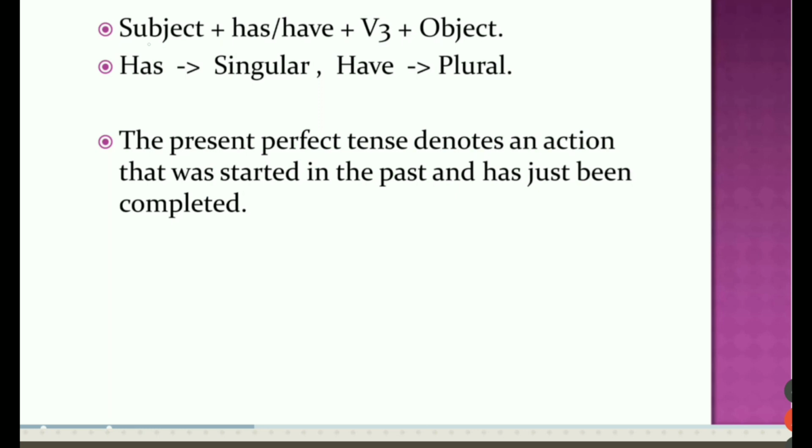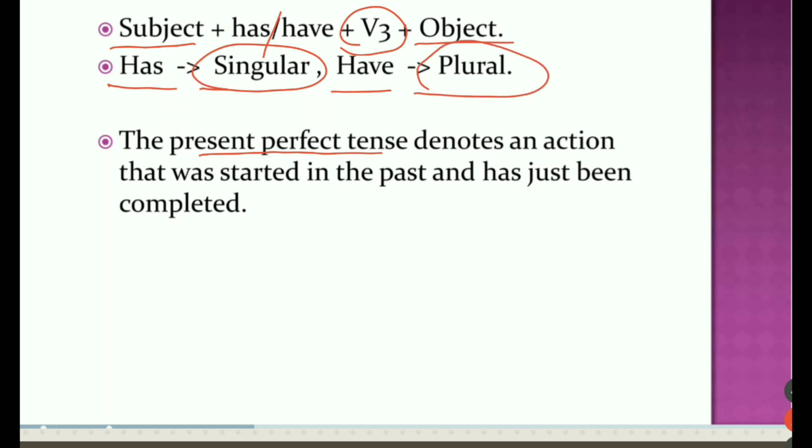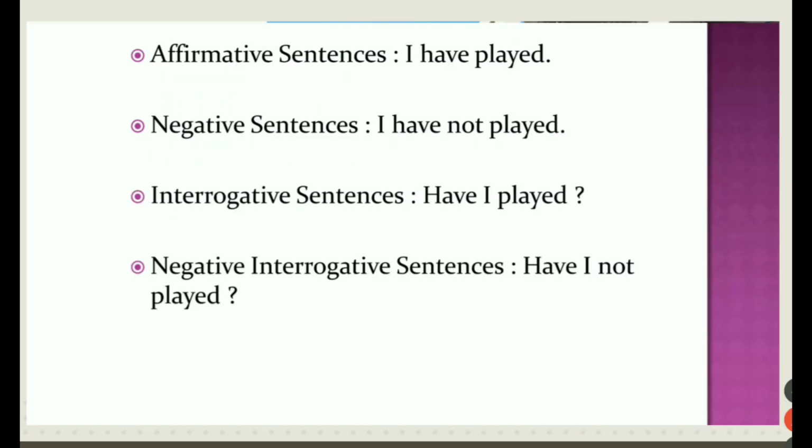The next form is subject plus has or have plus V3 plus the object. Now, this is used in the present perfect tense, which denotes an action that was started in the past and has just been completed. Now, here you have to remember that has is used with singular pronouns and have is used with plural pronouns. Let us see some examples of the same.